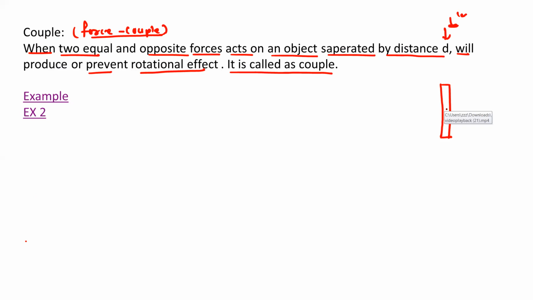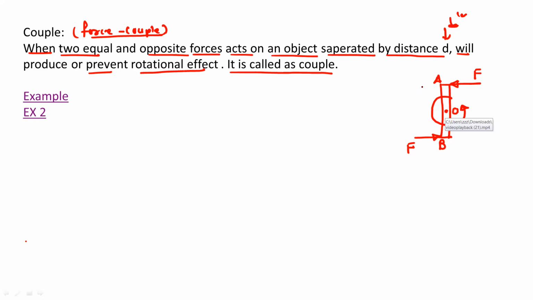Suppose this is the object AB and it is pivoted at the center point. Take this point as O, and we have one force F acting at point A and an equal force in the opposite direction acting at point B. These two forces form one couple, and that couple will try to rotate the system in this direction. So this will create the moment. This is called the moment by the couple.